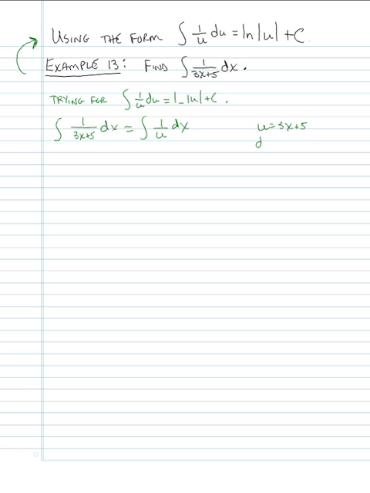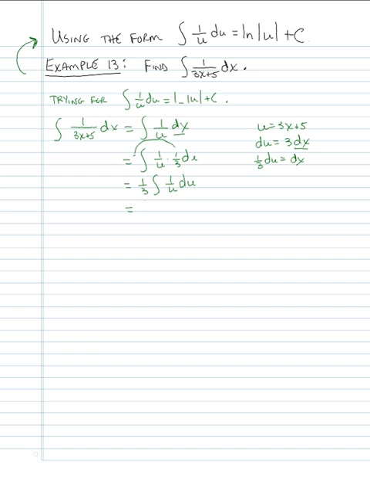So we go back to our definition of u, and remember, du will be the derivative of u, which is 3, times dx. So we need to replace dx, so we've got to solve for dx, and we do that by multiplying both sides by 1/3. So now we end up with the integral of 1 over u, and instead of dx, we have a 1/3 du. Now, as always, we're going to factor that 1/3 to the outside. So now we have 1/3 times the integral of 1 over u du.